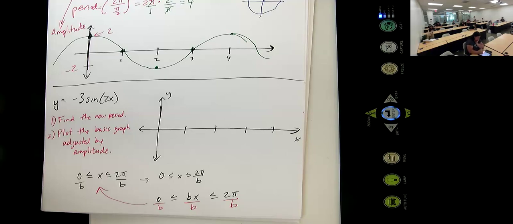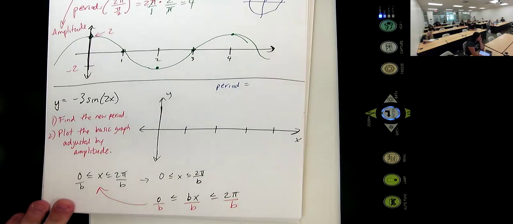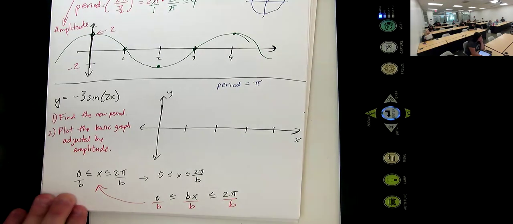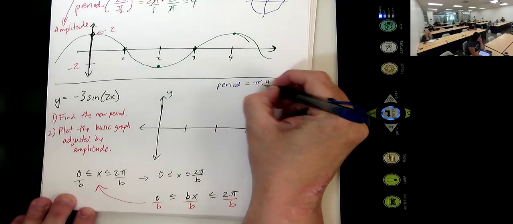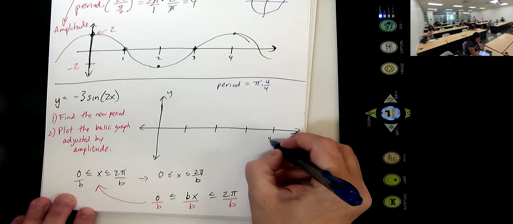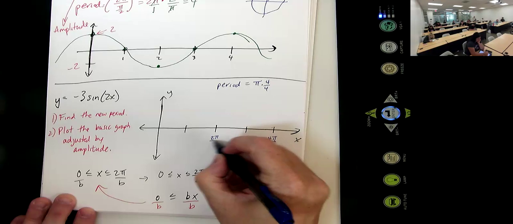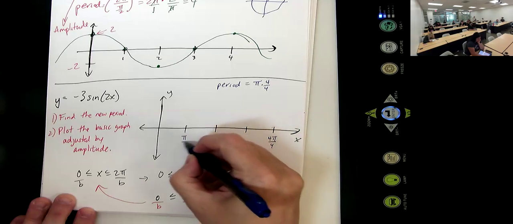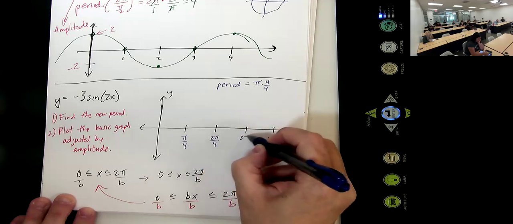What am I getting for my period here? Pi, right? So this is where multiplying it by 4/4 really shines. 4 pi over 4. Just keep cutting the top in half: 2 pi over 4, pi over 4. And pi plus 2 pi is 3 pi, 3 pi.